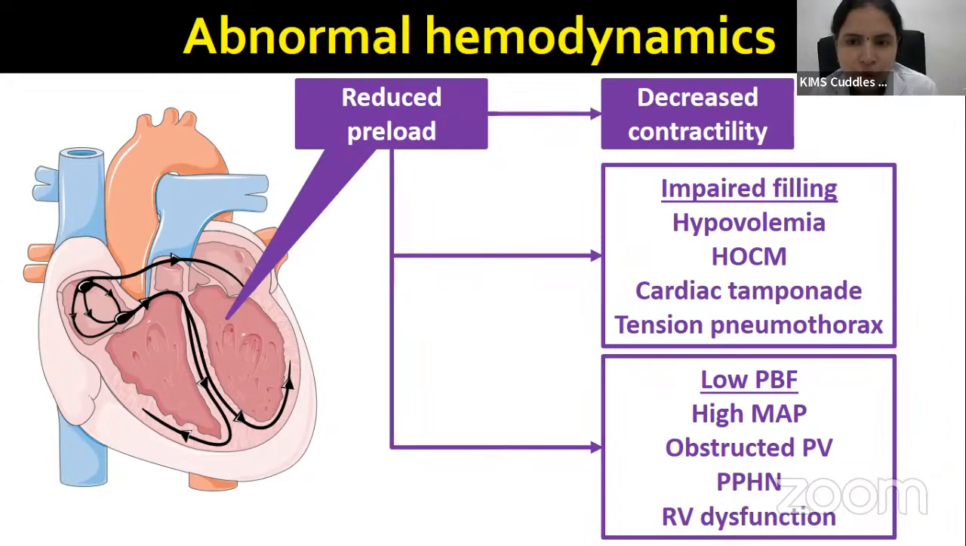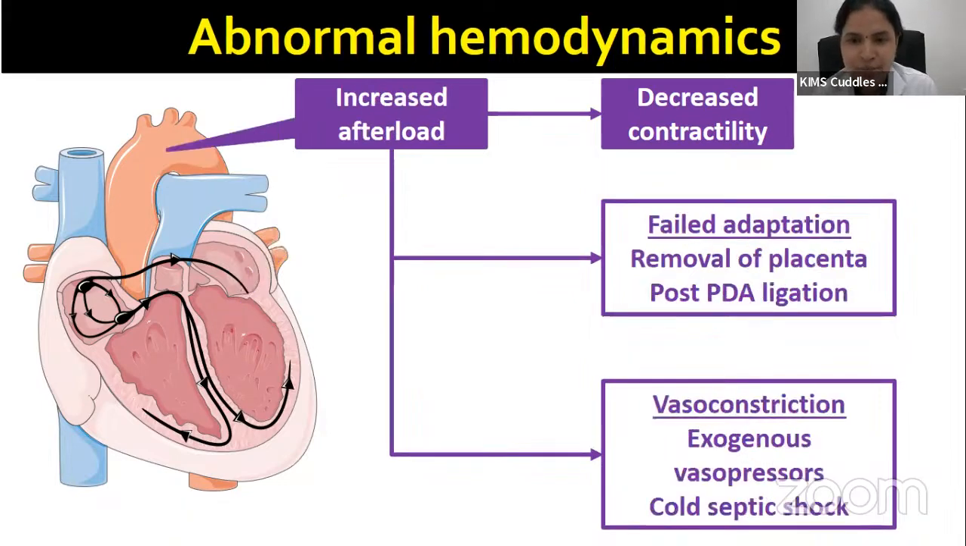Abnormal reduced preload can be a problem when there is impaired filling, like in hypovolemia, or in impaired diastolic performance, as in hypertrophic obstructive cardiomyopathy, cardiac tamponade, or tension pneumothorax. So these conditions prevent the complete expansion of the left ventricle, leading to impaired LV filling or diastolic dysfunction. Or in low pulmonary blood flow conditions, like secondary to increased mean airway pressure or obstructive pulmonary veins.